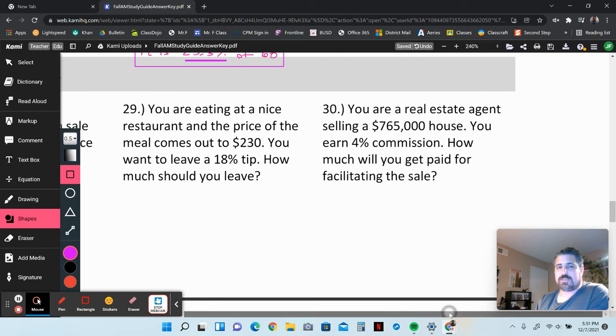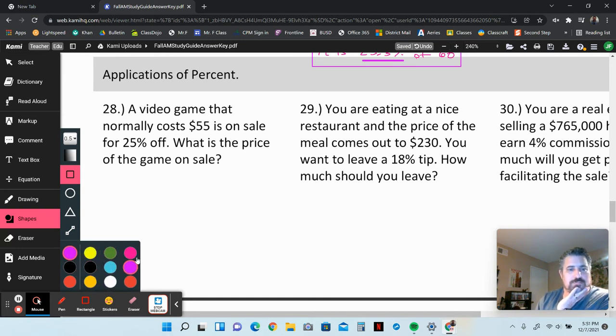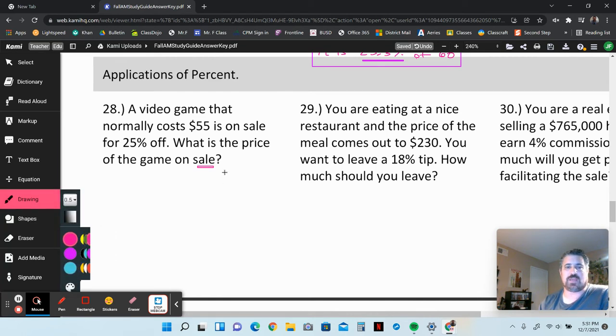And then last but not least, we have some application of percent problems here, right? So let's see if we can do some discounts and markups and things like that. So in this problem here, you've got a video game that normally costs $55 on sale for 25% off. What is the price of the game on sale? So this is the amount you're going to pay on sale. So it's asking for the price of the game on sale.